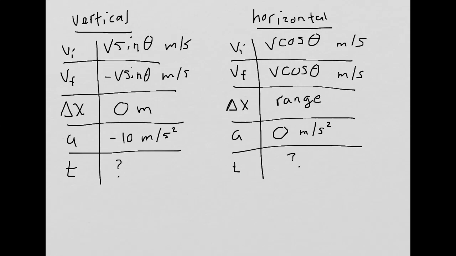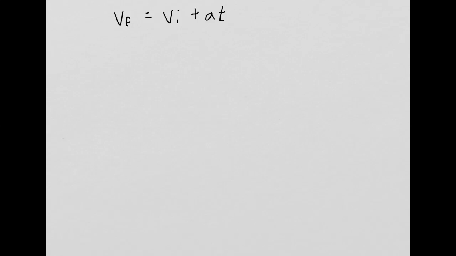So you might recall this formula: final velocity equals initial velocity plus acceleration times time. So we know that the final velocity with respect to the vertical is negative v sine theta, initial velocity is v sine theta, and then acceleration is negative 10. So I can plug that all in.